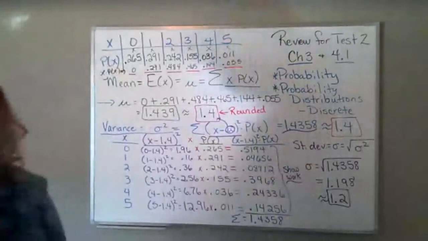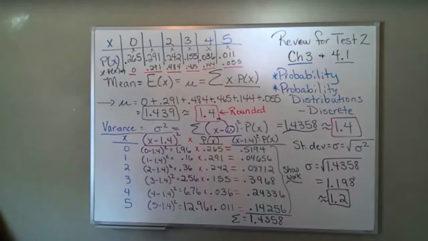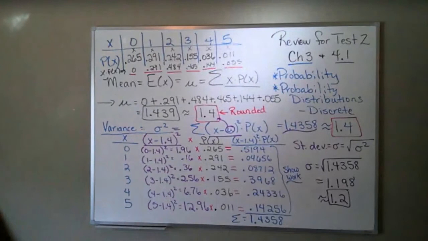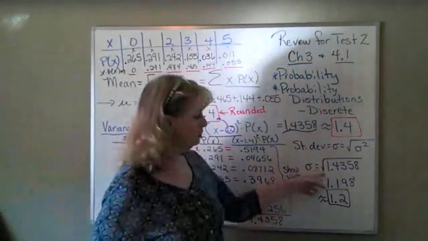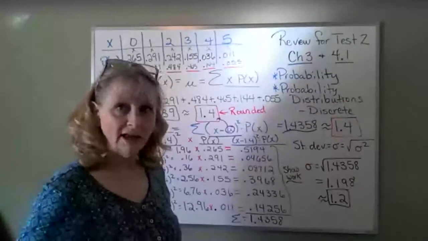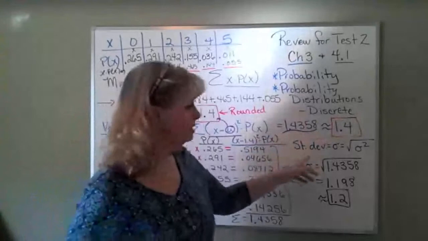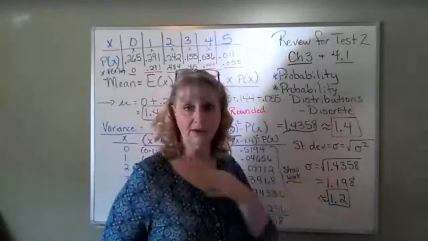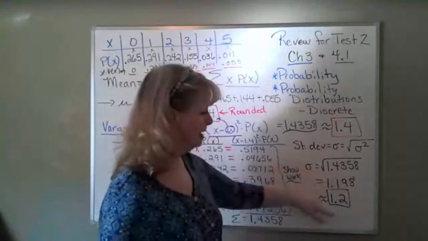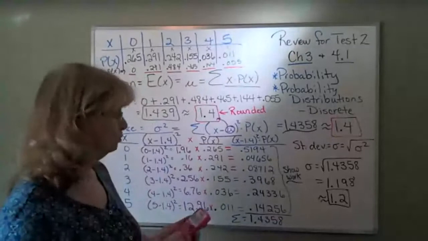And notice I'm boxing my final answers. You should do that in your work, and make sure you show me this. Also, if this is all on the same question, and let's say you got the wrong answer for the variance, but you did your standard deviation, you need to take the square root of that, and you showed your work and took the square root of the unrounded variance, then I'm going to give you full credit for finding the standard deviation. So always show your work when I ask you to.